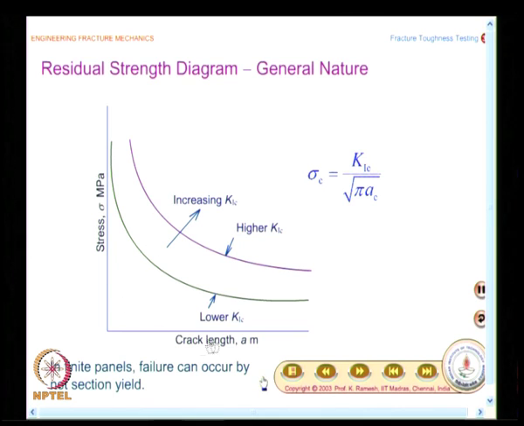This generally gives, from the value of toughness, how these residual strength diagrams would appear. For a lower value of toughness, the stresses that you could apply would be lower. For a higher value of toughness, the stresses that you could apply could be higher.